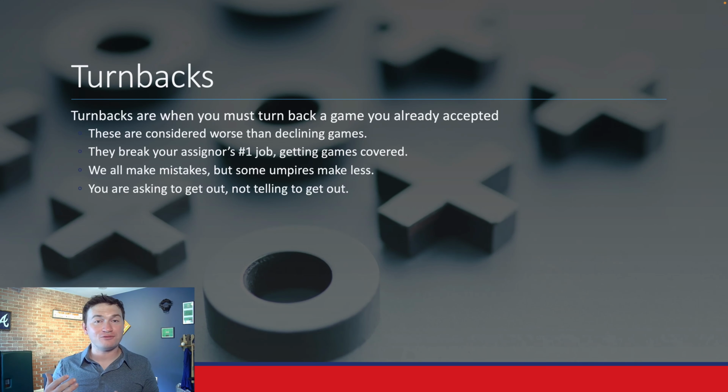And for an assigner, remember, their number one responsibility is to get their games covered. So in the future, they're more likely to choose between two officials to go with the one who's less likely to turn it back. And finally, if you do have to turn back a game, make sure that you're asking the assigner to come out and not just telling them to come out. Be someone that works with your assigner, not someone that bosses them around to work to your schedule.